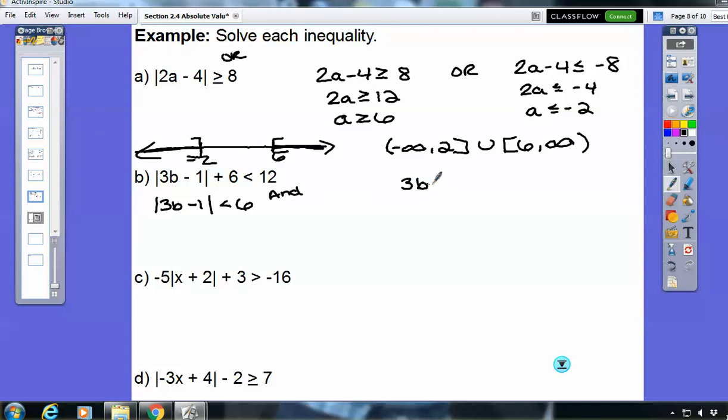So "and" says we were going to make one big inequality. You put another less than and the negative on the other side. So you stick in between the positive and the negative. It's a compound inequality. -6 is less than 3b minus 1 is less than 6.